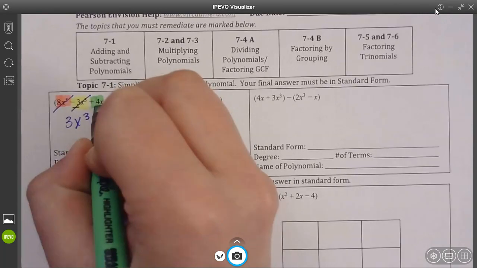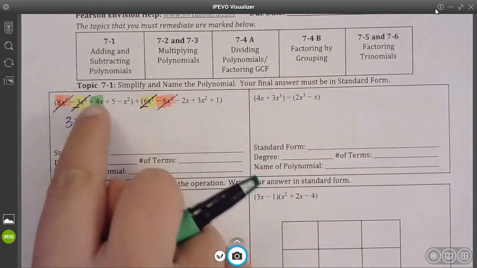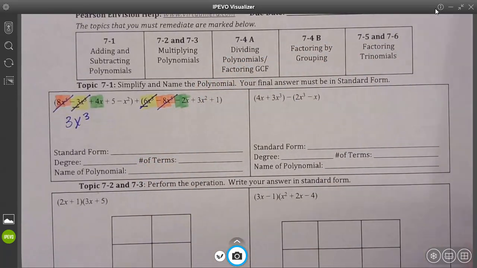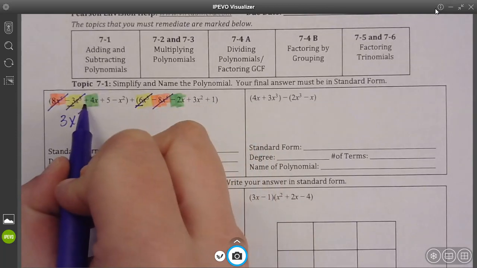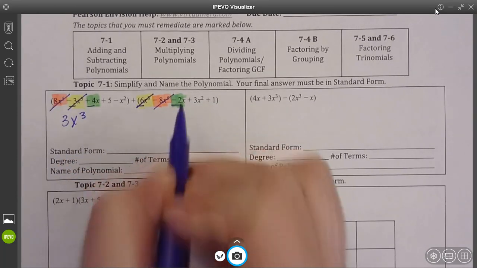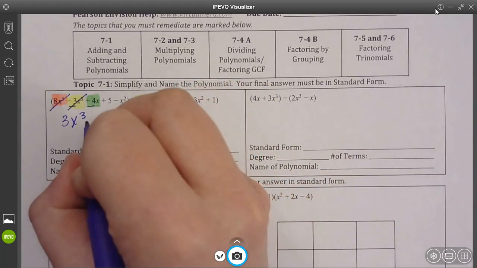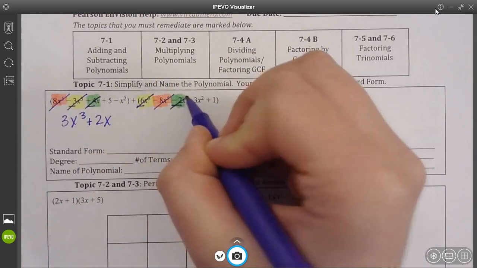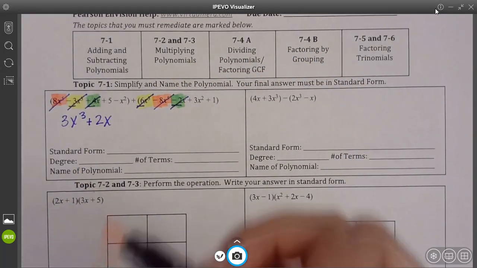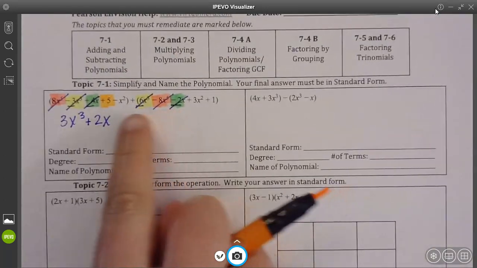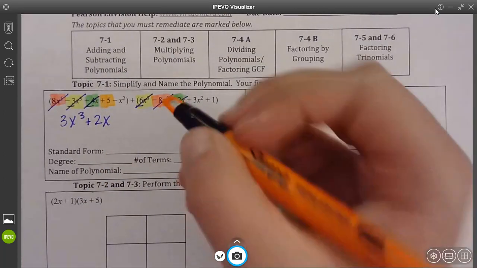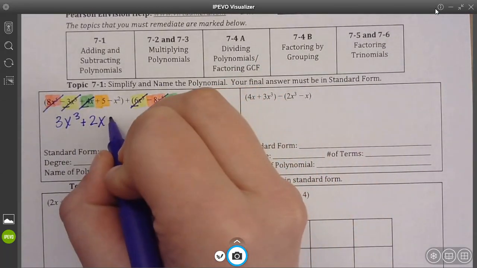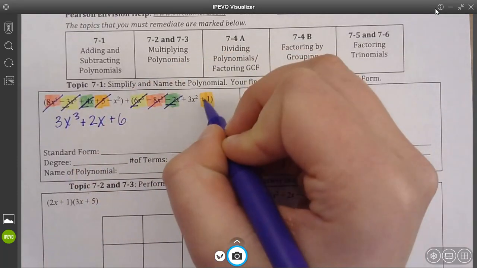And then I move on to my next term. I have 4x. I'm looking for anything that just has a plain old x in my second polynomial. I have negative 2x. I add their coefficients. 4 plus negative 2 is the same thing as 4 minus 2. And 4 minus 2 is a positive 2, and the x just comes down. Nothing changes about the x. And moving on to our next one, I have a plus 5. I'm looking for anything in my second polynomial that has just a plain old number. I have a plus 1, and I want to add them together. 5 plus 1 is 6. I'm going to cross them off because I've used them.